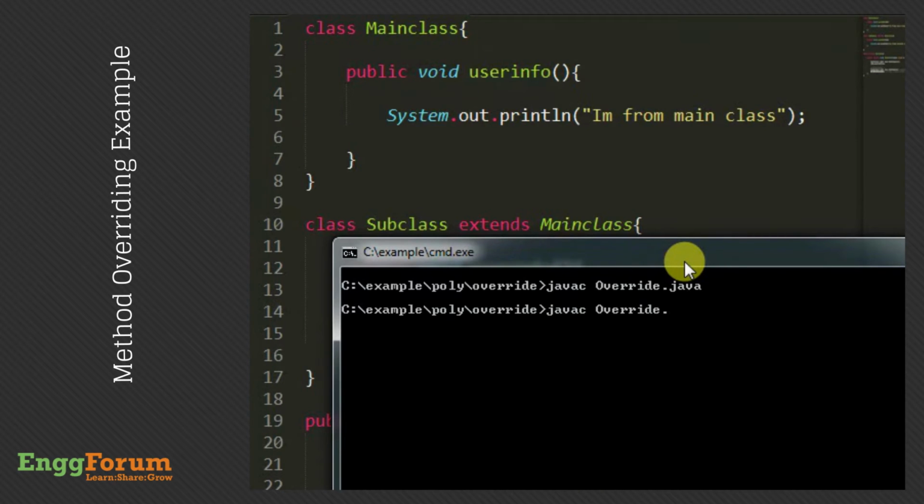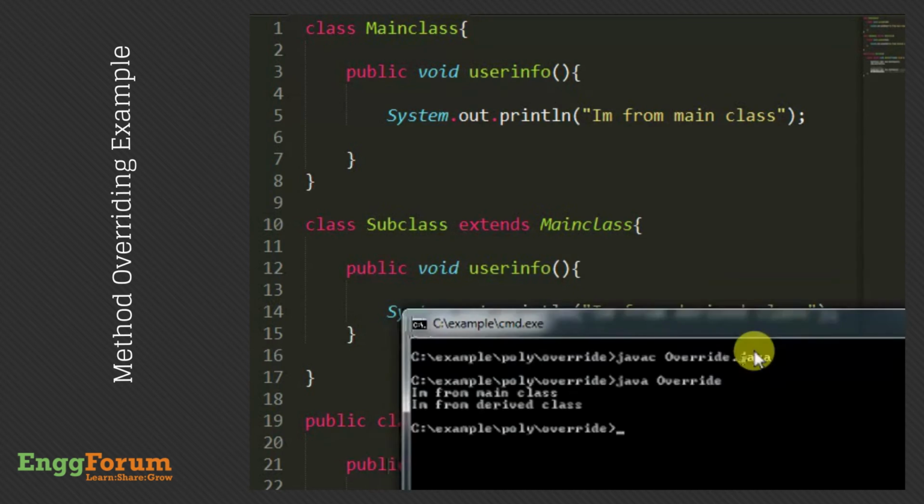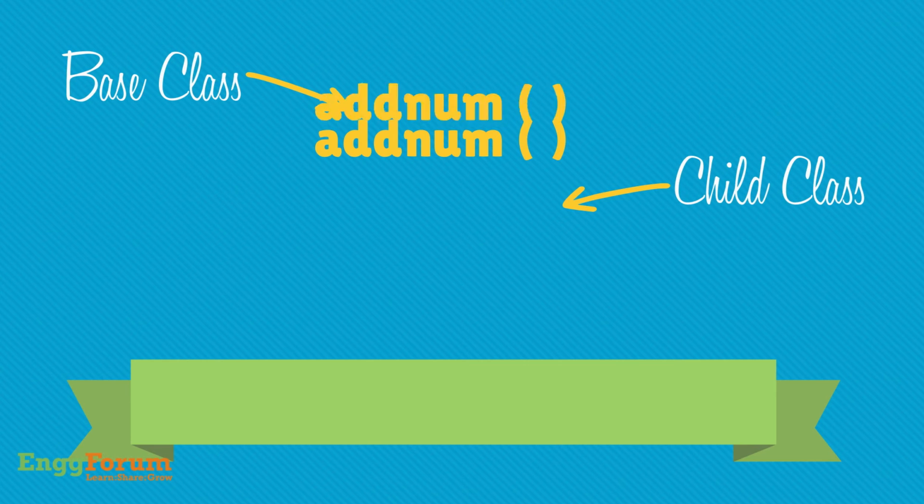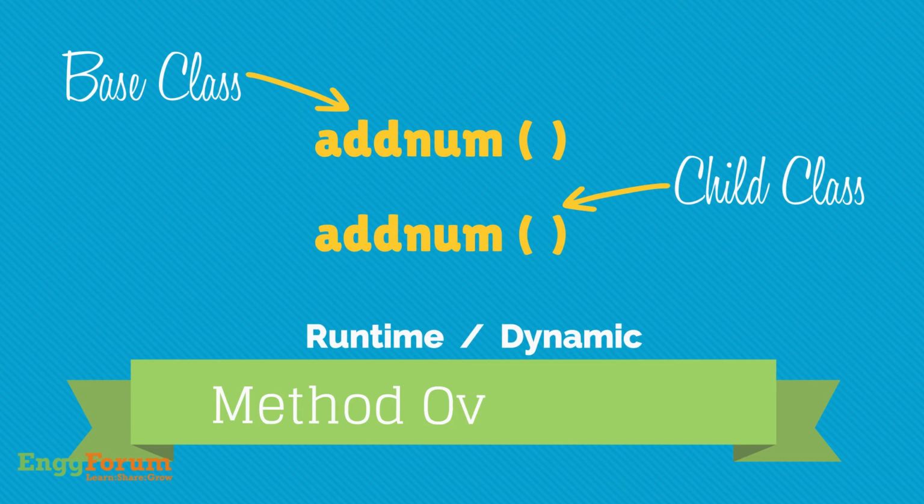Thus, we have methods overridden. Here remember, method overriding is resolved at runtime of a program. Hence they come under runtime polymorphism or dynamic polymorphism.